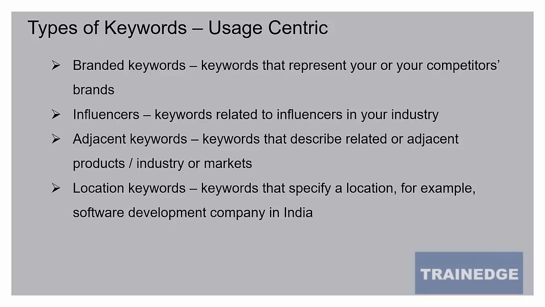Then there are adjacent keywords, keywords that describe related or adjacent products. They don't exactly relate to your product, but maybe relate to a related product. You may be interested in those keywords because it means somebody interested in a related product might be interested in your product also. Then there could be location specific keywords. For example, software development company in India. I am looking for a company in India. So those are location specific keywords.